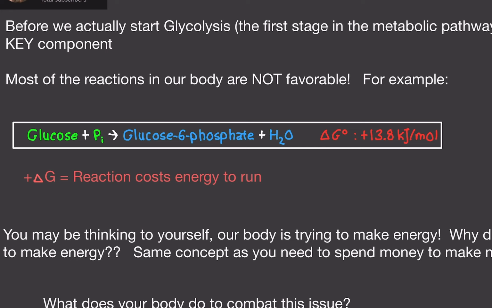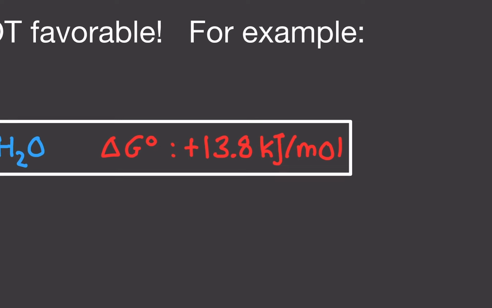So in this example, this is a mechanism. This is a reaction here. Glucose plus phosphate turns into glucose 6-phosphate in water. You don't need to know this, but what is important is the delta G value here. The delta G value for this reaction is plus 13.8 kilojoules per mole.